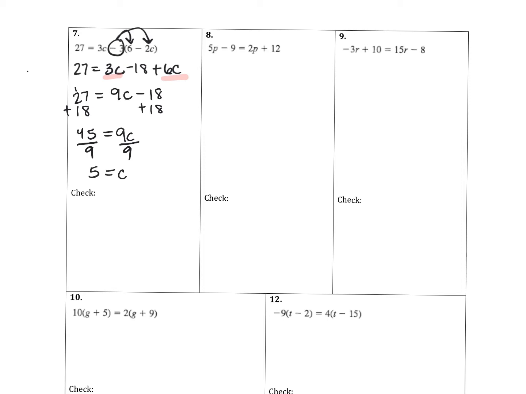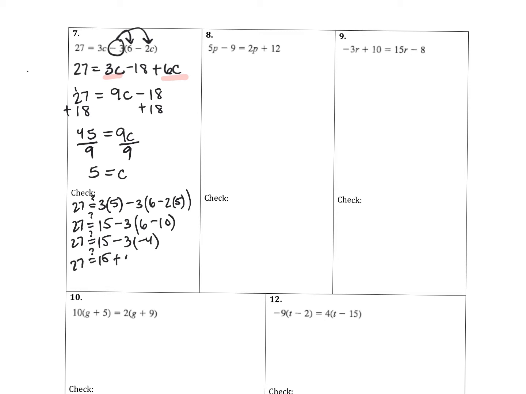Let's check by plugging in c equals 5. 27, does that equal 3 times 5 minus 3 times (6 minus 2 times 5)? Let's check. 27 equals 3 times 5 is 15 minus 3 times (6 minus 10). 27 is equal to 15 minus 3 times, 6 minus 10 is a negative 4. Negative 3 times negative 4 is equal to a positive 12. And 15 plus 12 does equal 27. So there we go.